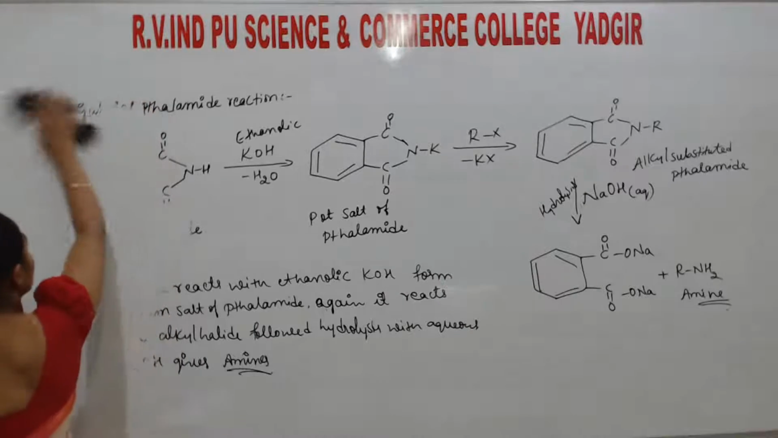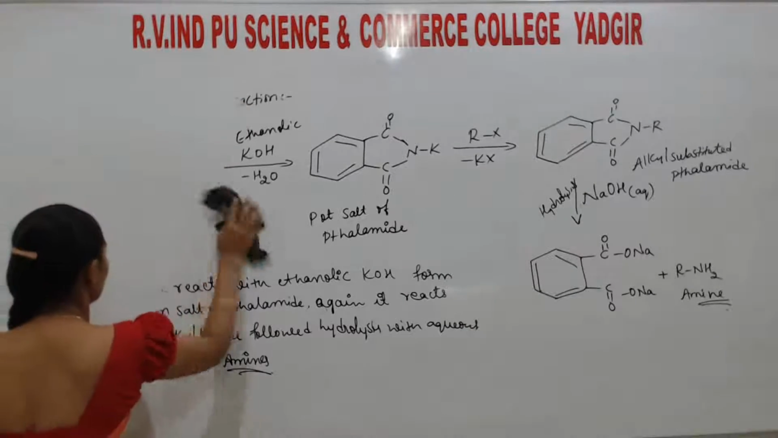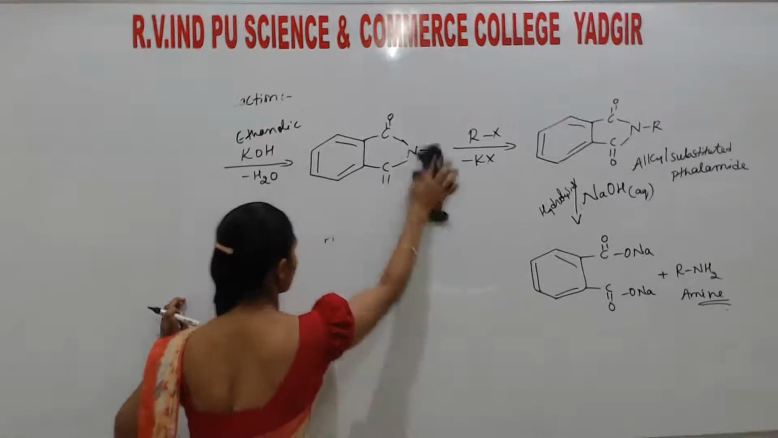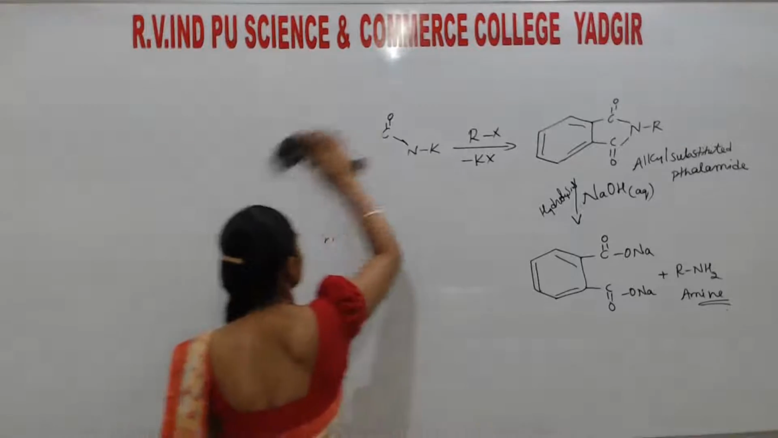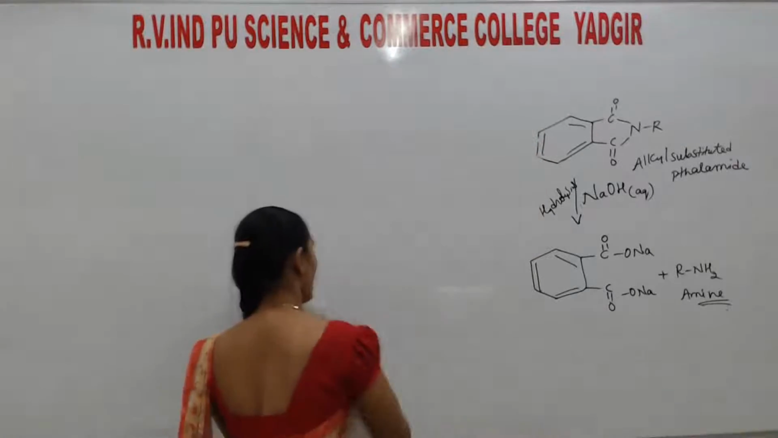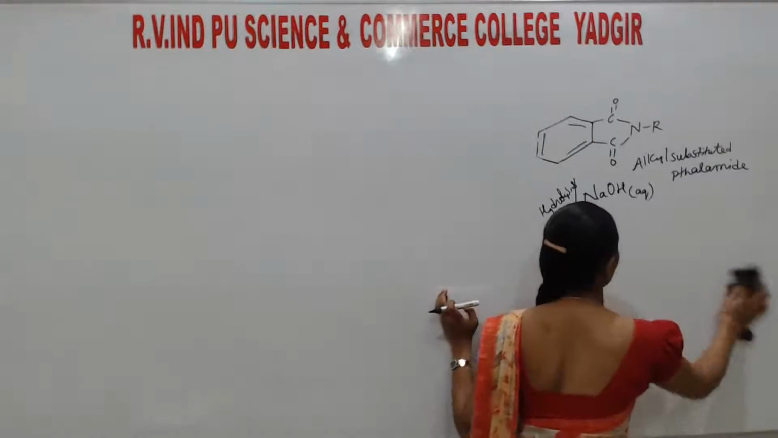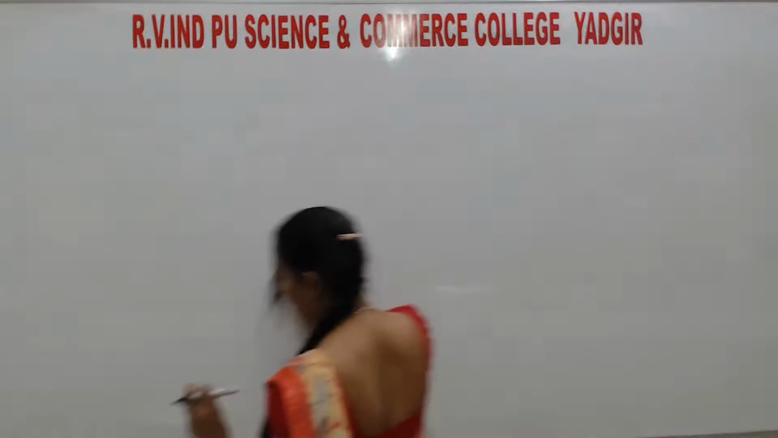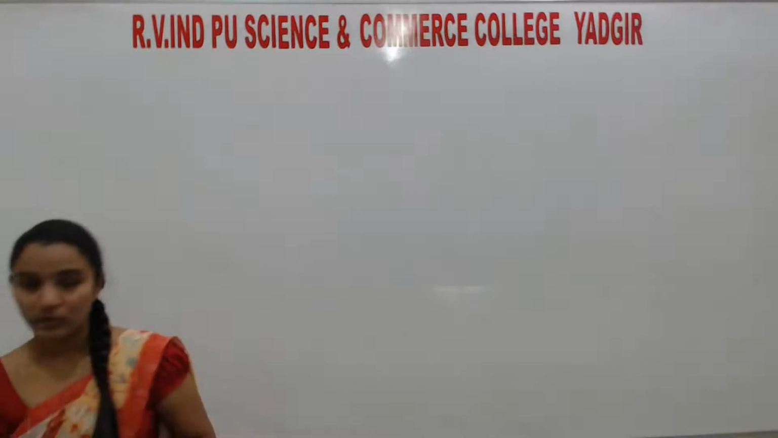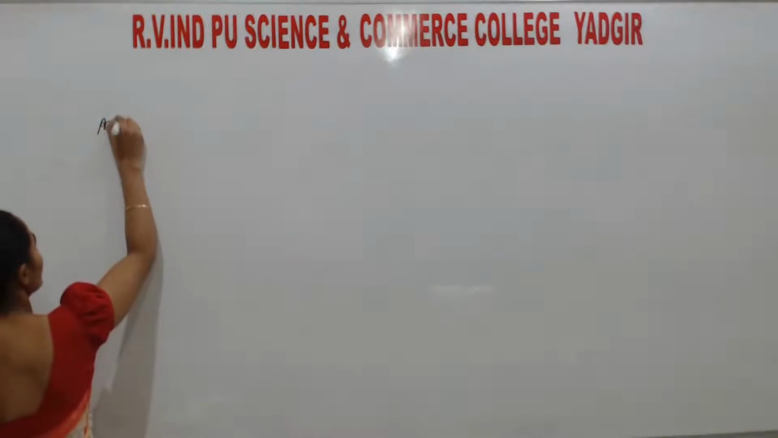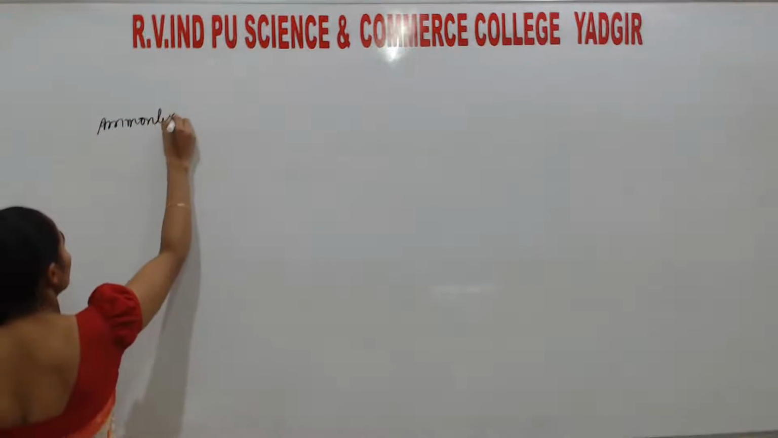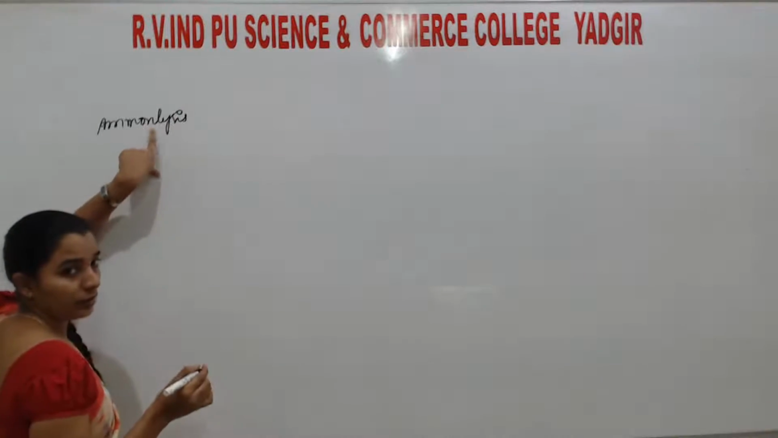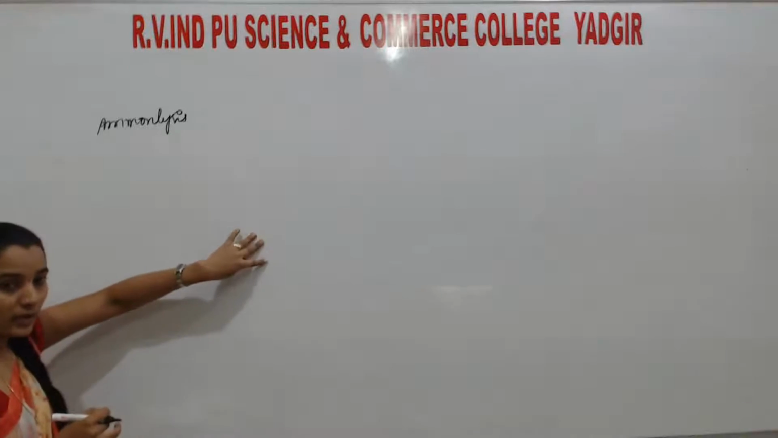So the next one is, of course, this is all about the preparation. Next we are studying the chemical properties. So students, another reaction is there, ammonolysis. Actually that is not important, even though I will explain. Remember that. Ammono means amine group, lysis means breaking. So breaking of that amine group.